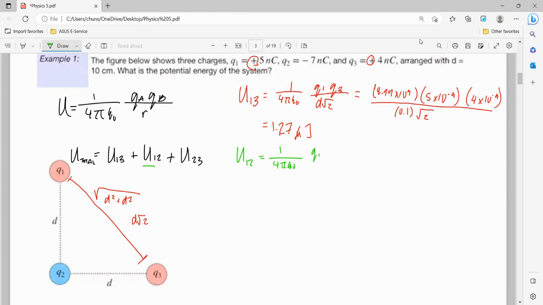And this is just Q1 times Q2 over distance. And this is 8.99 times 10 to the 9 times 5 nanocoulombs. And now we have this negative. So when we do electrostatics, we usually don't consider our signs when we're calculating. But in this case, we would like to because we want to know if it's going to be overall positive or overall negative work. This is -7. And now I can see that this answer is going to be negative.